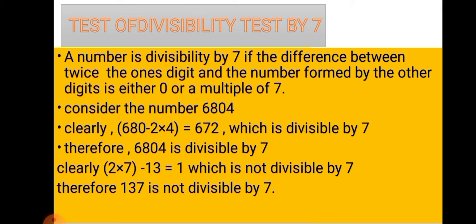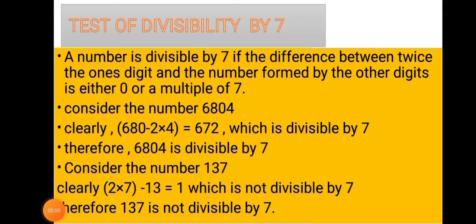Next is test of divisibility by 7. A number is divisible by 7 if the difference between twice the ones digit and the number formed by the other digits is either 0 or a multiple of 7.